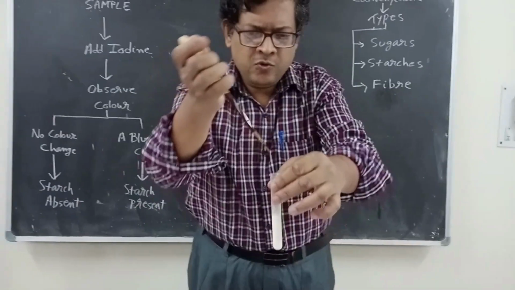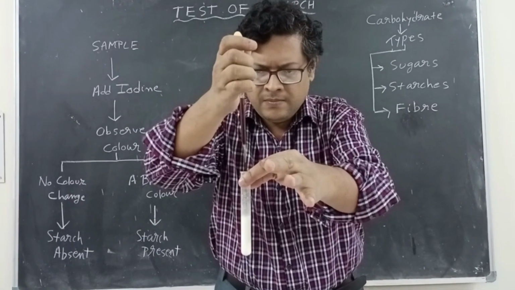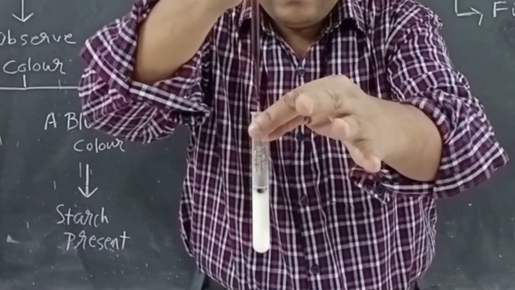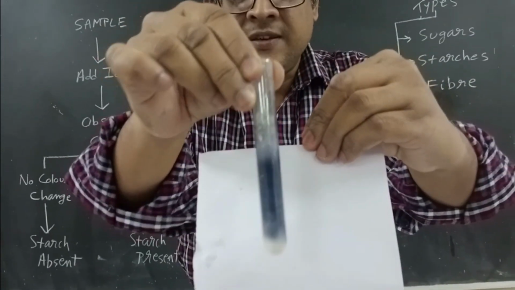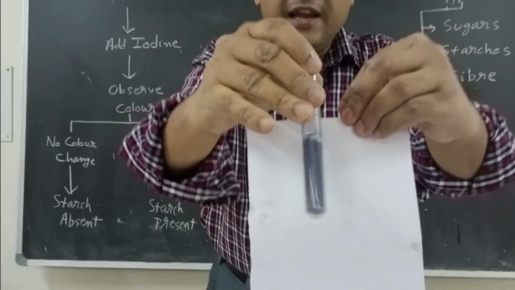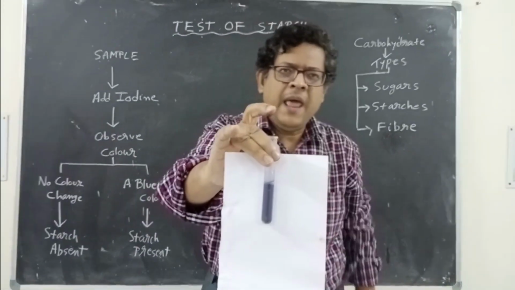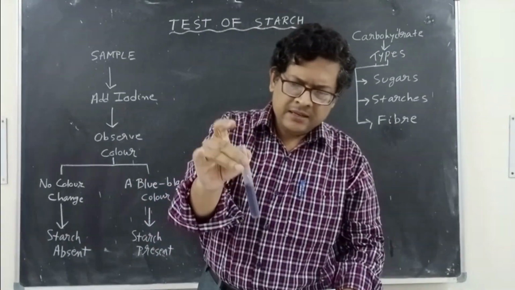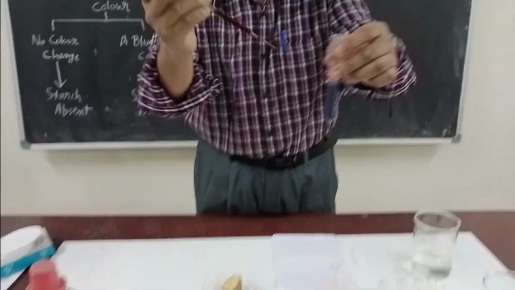Now I put 1 or 2 drops of iodine in it. I put only 1 drop of iodine. Now you see, it looks blackish. But if I shake the test tube, you can see I put only 1 drop, and that is a bluish color. This is the blue-black color. Actually, this color also depends on the reagents. For example, if I pour more iodine in it, it looks almost blackish.